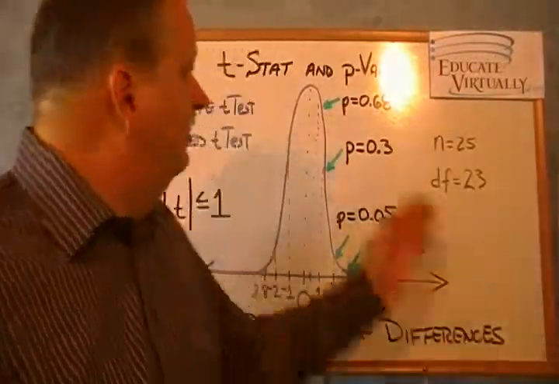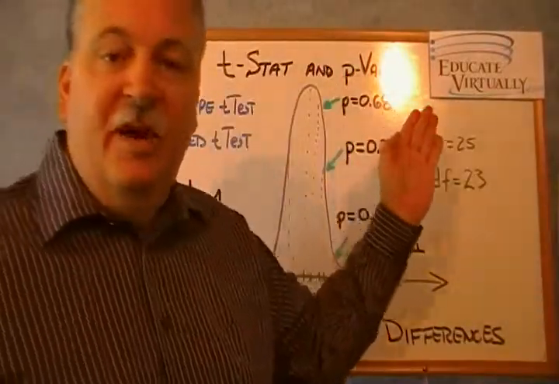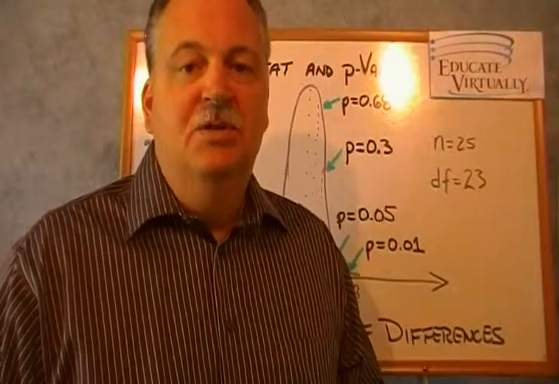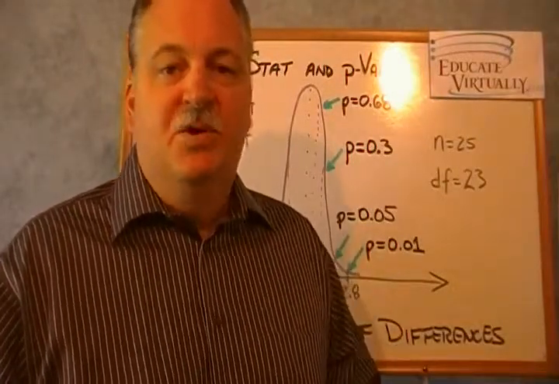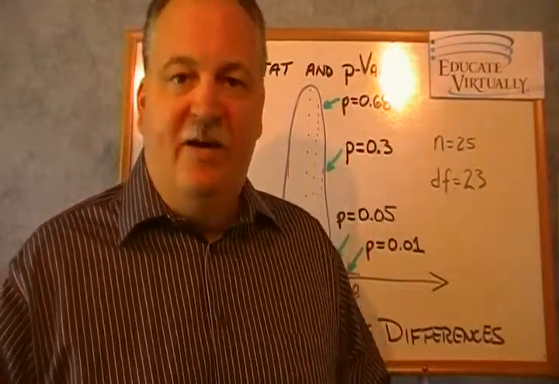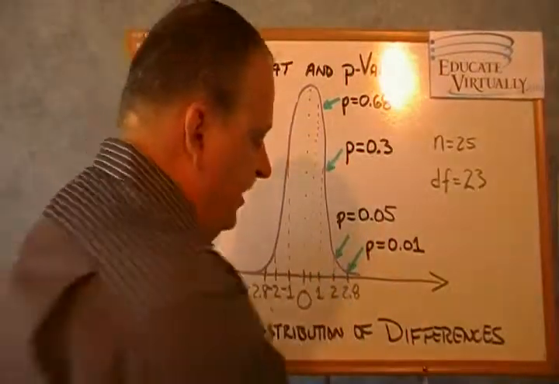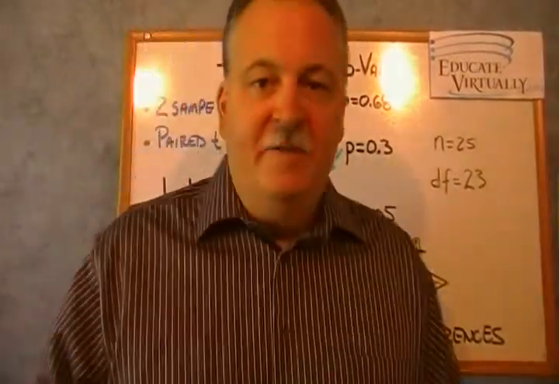We're going to take a look at the T statistic and the p-value. The T statistic is used when we perform a t-test to compare the differences between two averages. So let's take a look at the example that we have today.